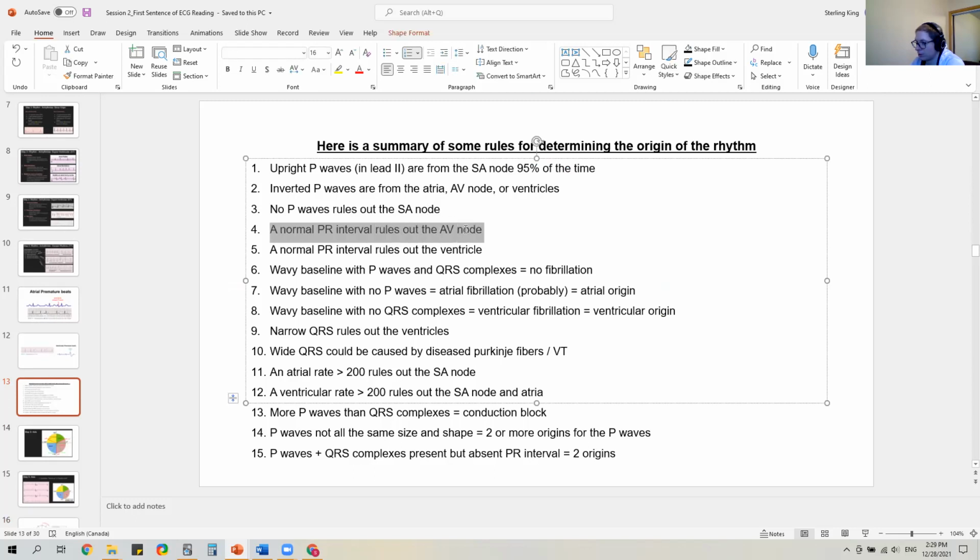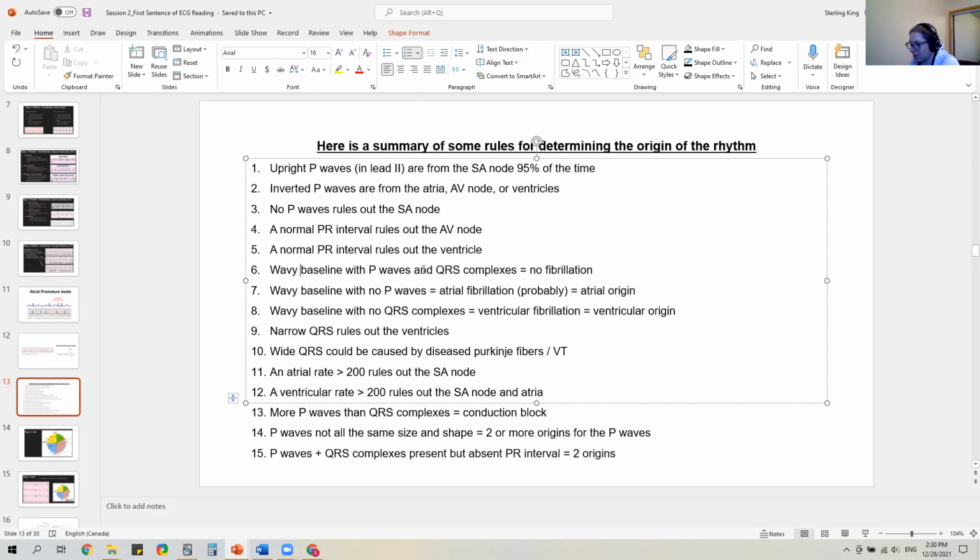A normal PR interval rules out the AV node as a source of the problem. If the AV node was running the show, the distance from the P wave would be almost nothing, because you wouldn't have the signal traveling through the atrium to the AV node. Same idea, if you had a normal PR interval, the origin of the signal isn't coming from the ventricle, because it has to come from the top, AV node delay, then the ventricles fire.